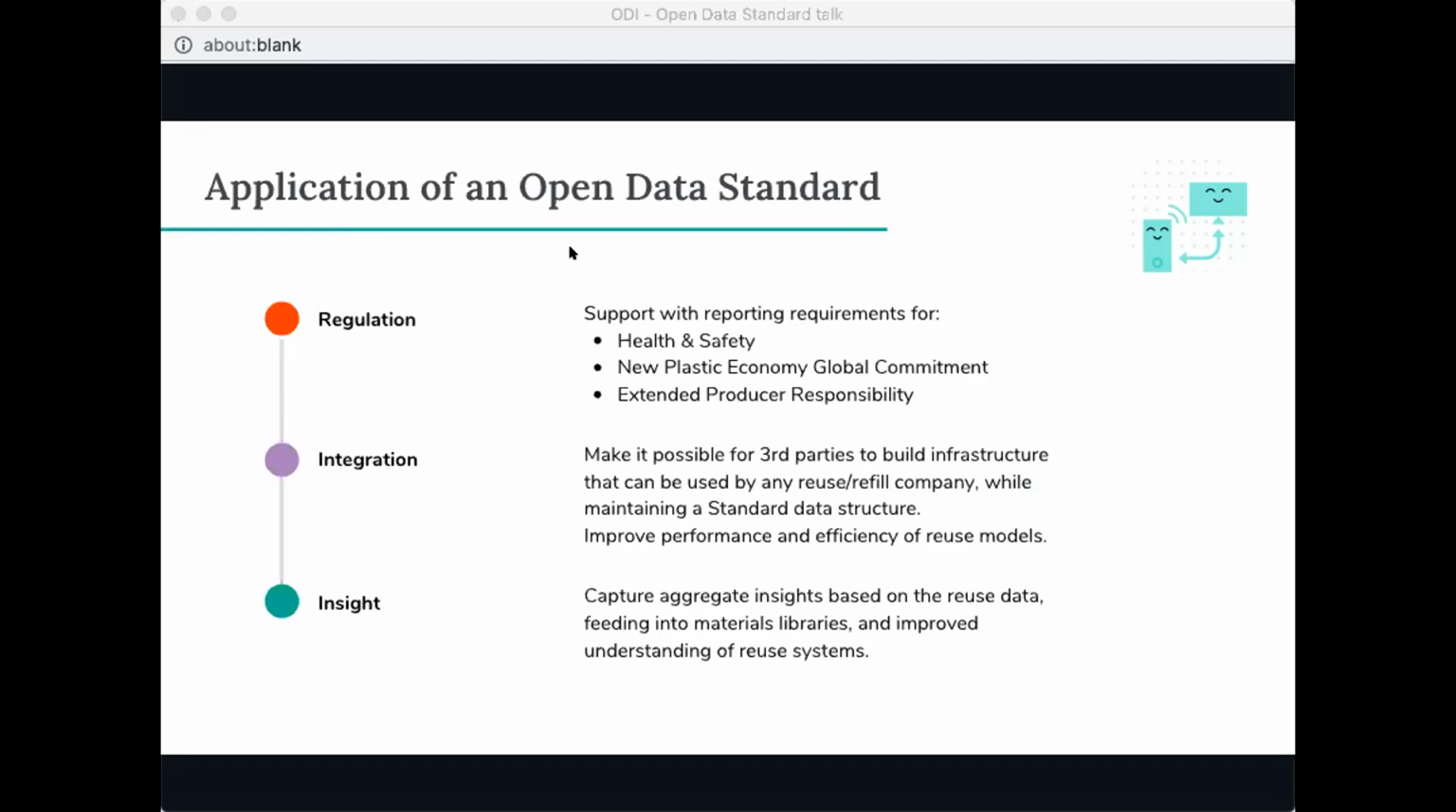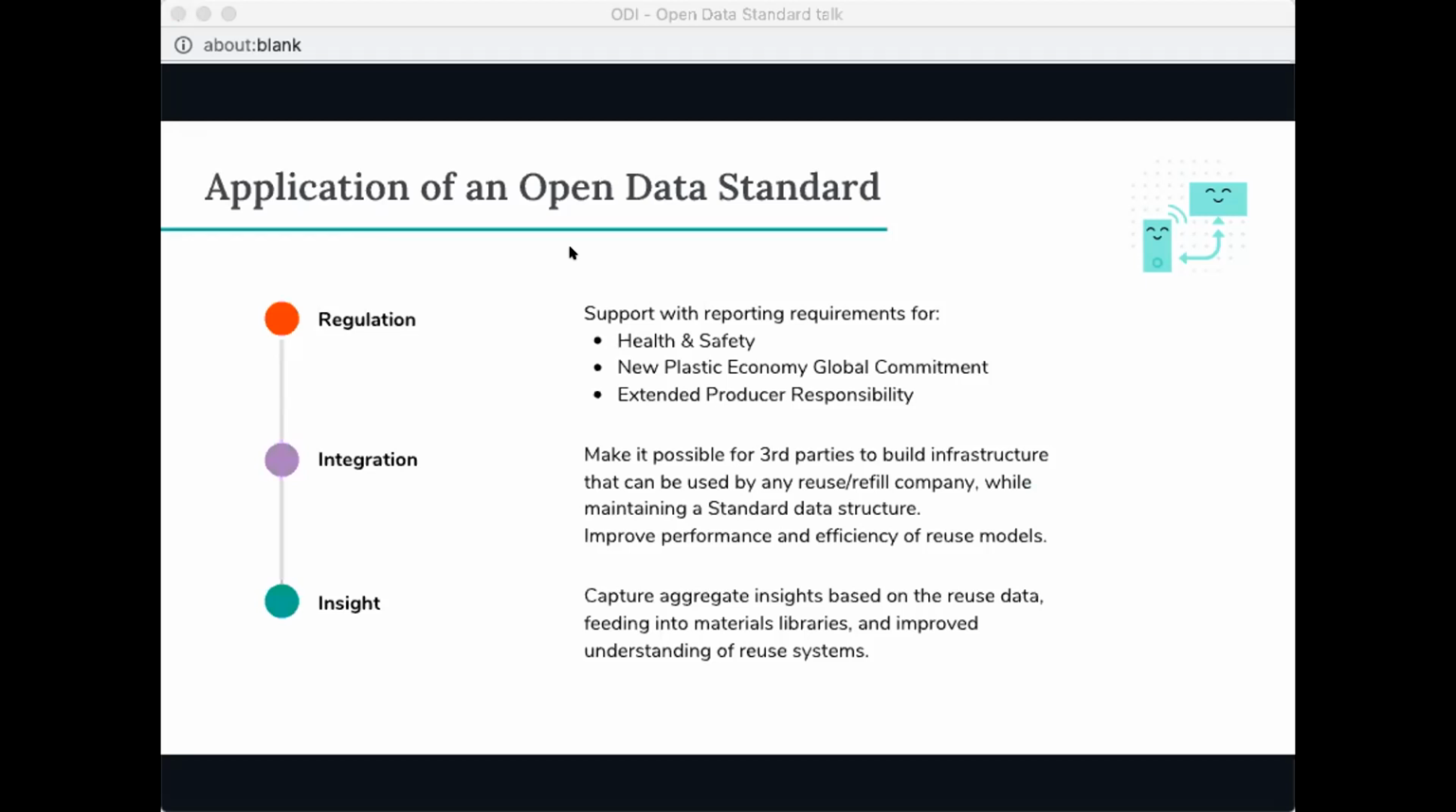So for an open data standard, there are requirements, and there are already some really specific ones around health and safety. We spoke to environmental health officers who were able to lay those out for us. There are also companies who have signed up to things like the New Plastic Economy Global Commitment or the UK Plastic Pact, and they have their own specific reporting requirements.